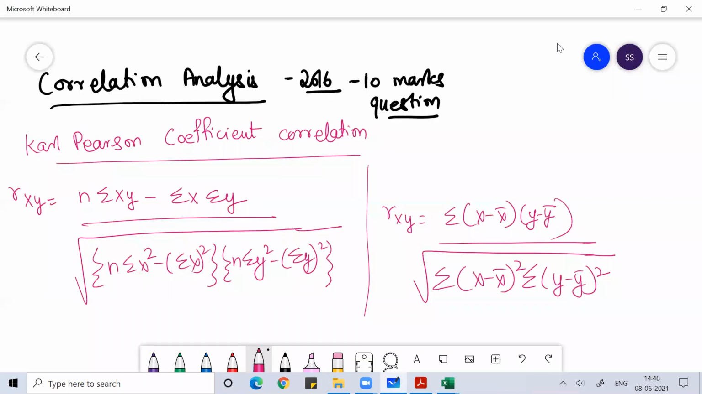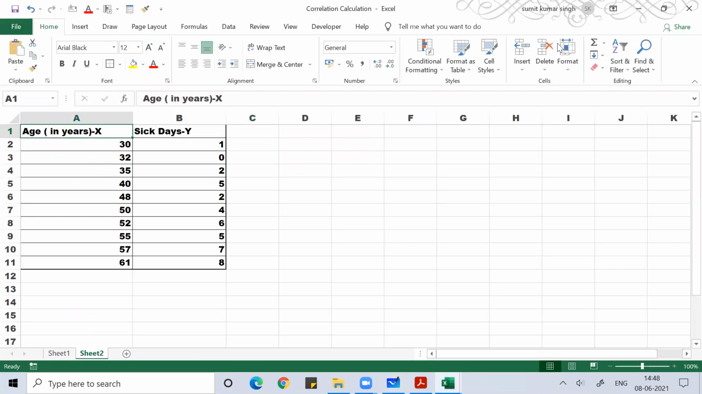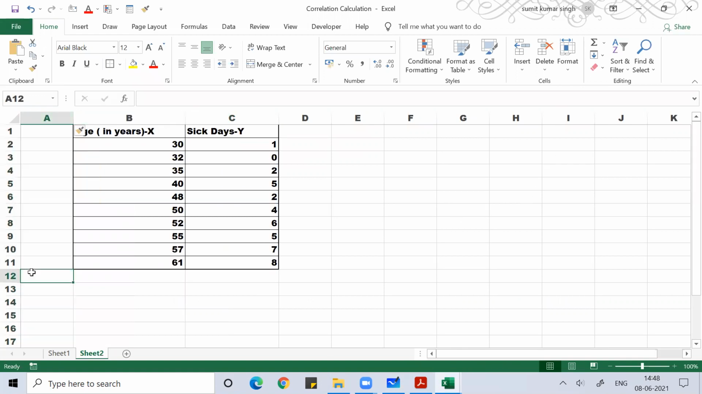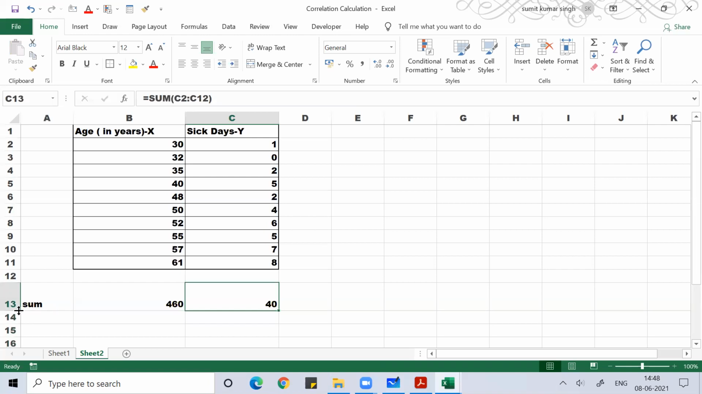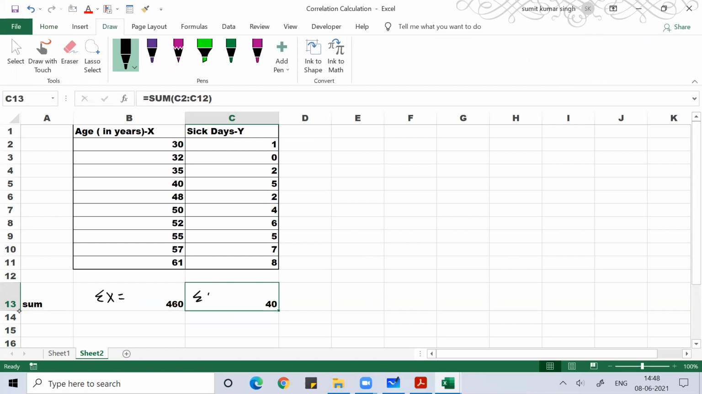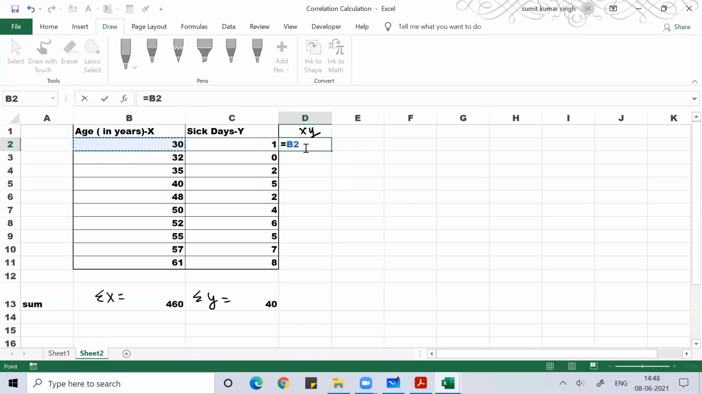If I do it by the first formula, I need the sum of x and the sum of y. This is sum of x, this is sum of y. Once I get this, then I can find xy. I want the xy sum also. I hope everyone is understanding. Any doubt, anyone? You can use a calculator, guys, to save time. I'm using Excel.